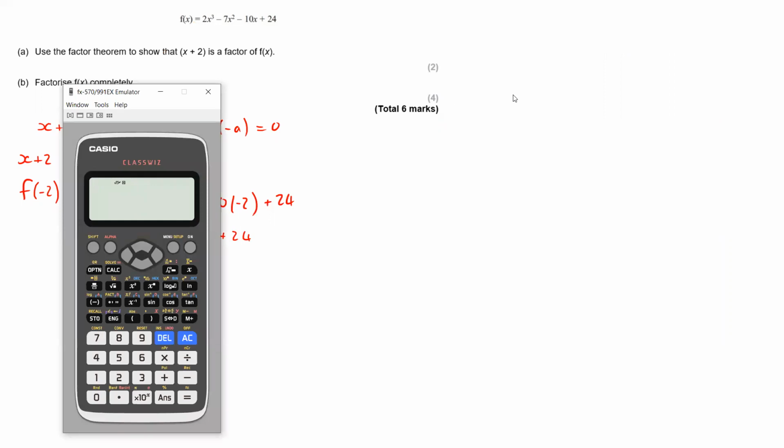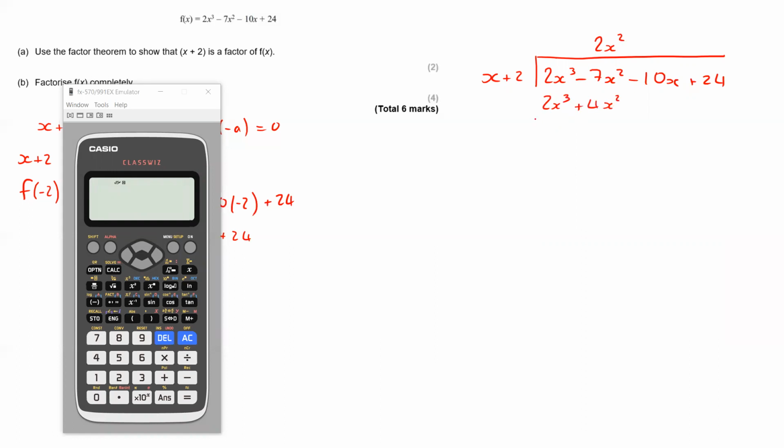I'm now going to use long division. So I'm going to start up in this top corner for long division. We can do this in a couple of ways just to show you some different techniques. This is the usual long division way. So x into the first one, x into the second one, x into the third one, and so forth. But make sure you subtract. So x into 2x cubed is 2x squared. Multiply through gives me 2x cubed plus 4x squared. Subtract these. Minus 7 minus 4 is minus 11x squared. And bring down that next term.